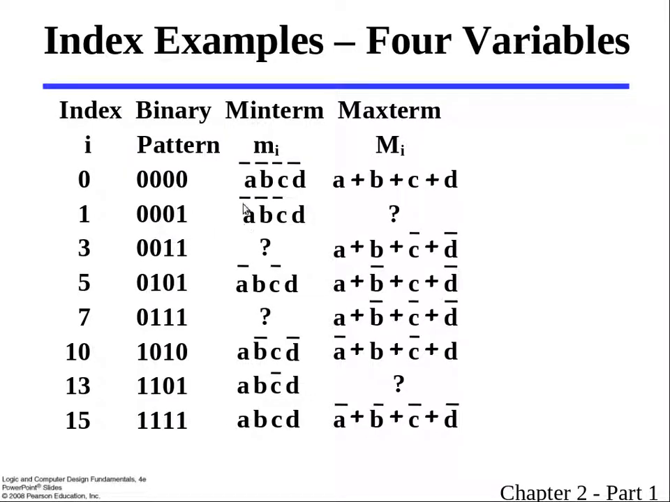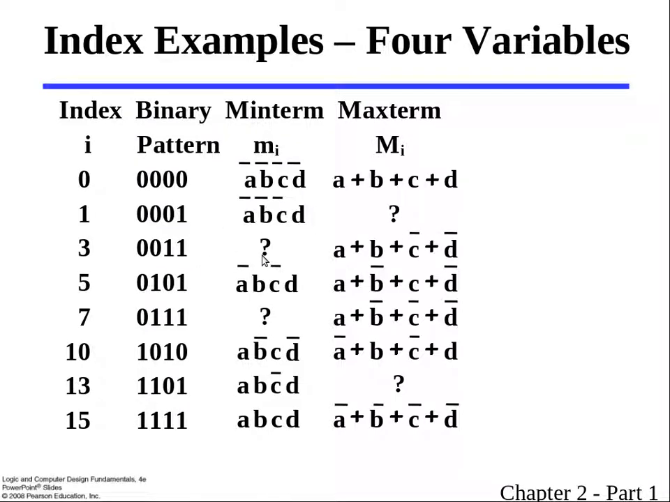So let's go 0, 0, 1. Notice here it was not A and not B and not C and D. So the max term here would be A or B or C or not D, because the 1 represents complementing in a max term and the 0 doesn't.